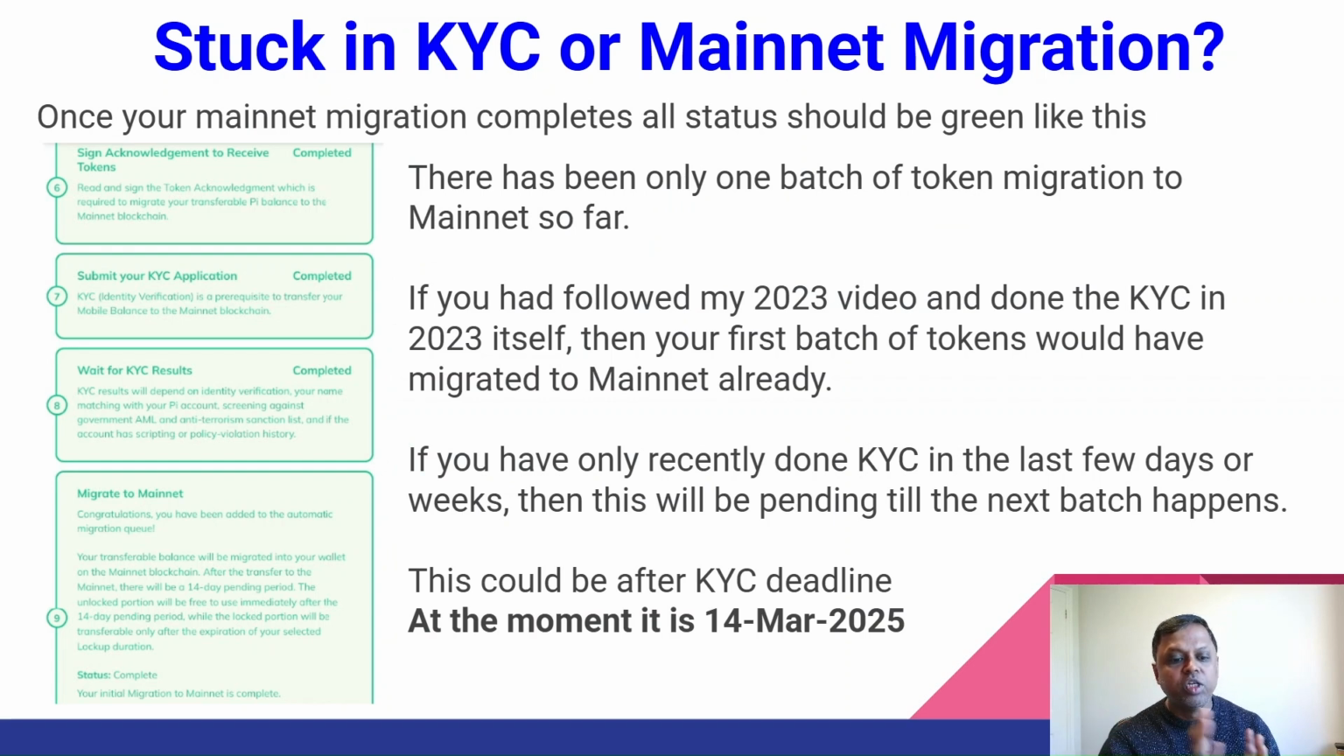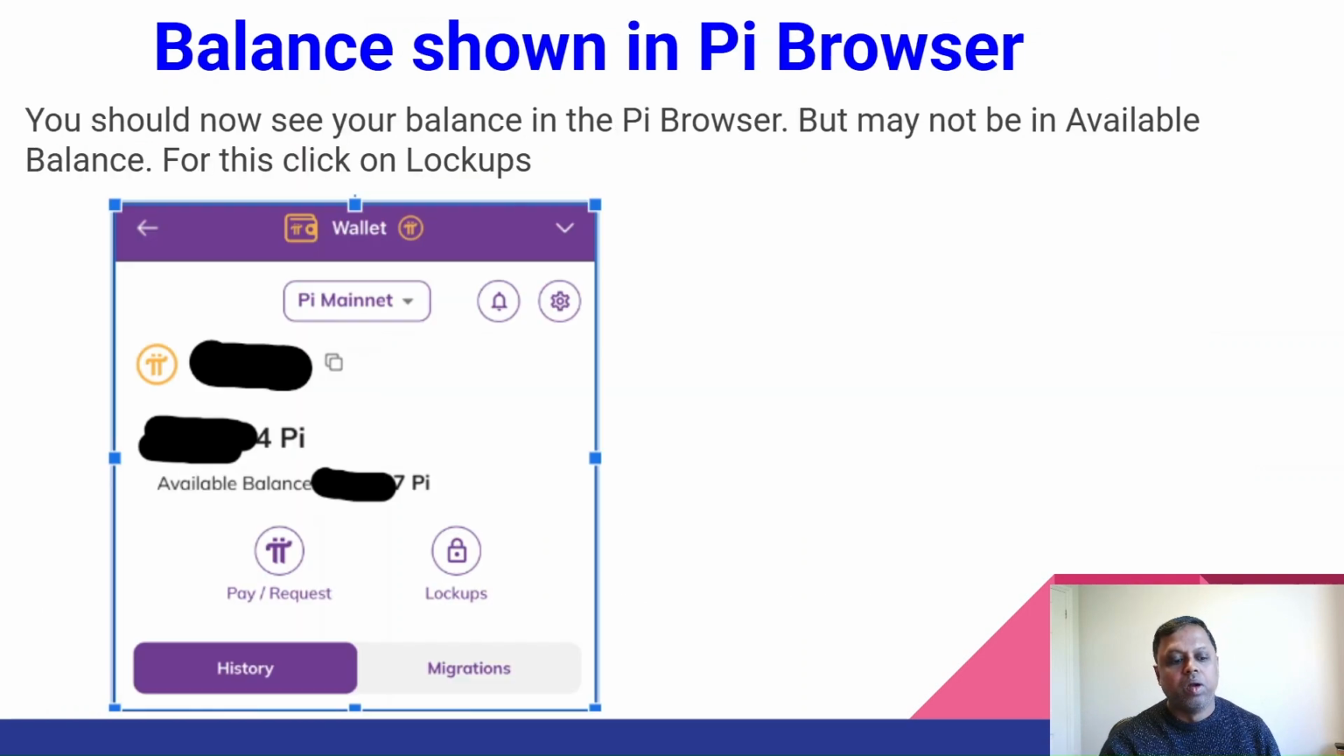So once your migration fully completes, your status should show like this, the KYC result should be completed, migrate to mainnet should also be completed. But this probably 9th step or the last step of migrate to mainnet will probably show as green only for people who have done the KYC back in 2023 itself. Like if you watched my video in 2023 and done the KYC that time itself, then that batch has already been migrated to mainnet. If you have only recently done the KYC in the last few days, this could be pending and this could be showing up in orange. And potentially, I think after the KYC deadline passes, 14th March 2025, that is when the second batch will probably run, and your tokens will get migrated to mainnet. So you might see that your tokens are stuck in the last step, which is migrate to mainnet, if you have only recently done the KYC.